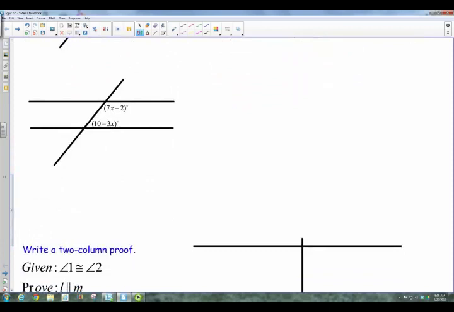For this second one, I want you to pause the video, try to decide what type of angles those are, and find the value of x that would prove they are parallel.